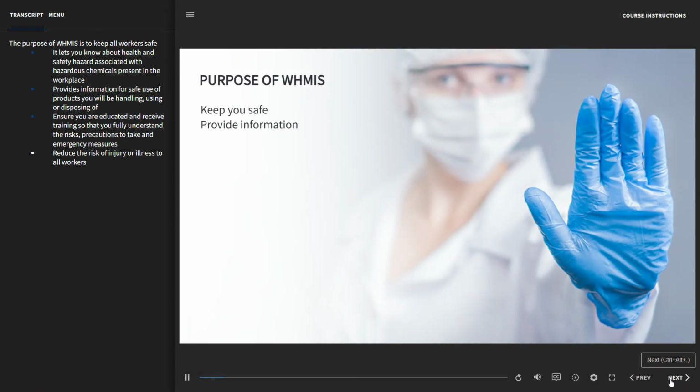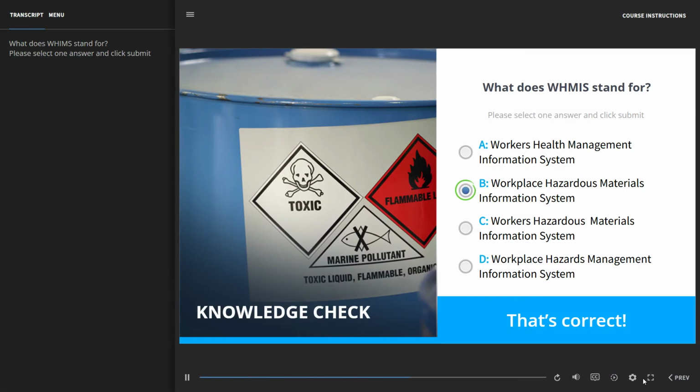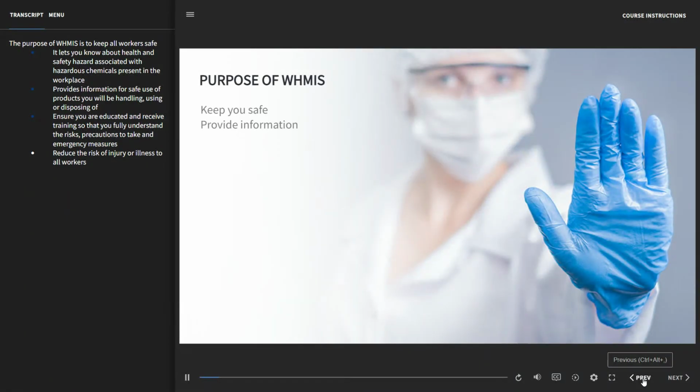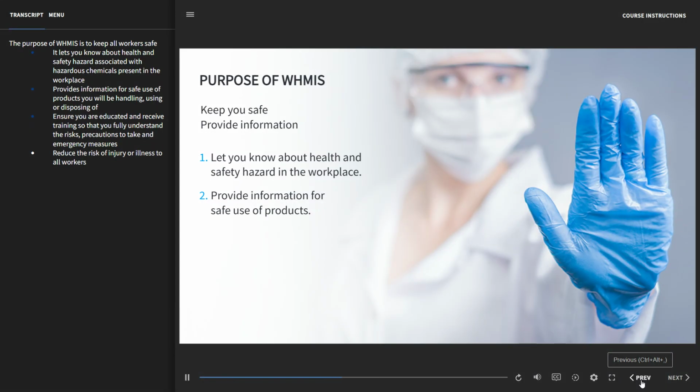The purpose of WHMIS is to keep all workers safe. It lets you know about health and safety hazards associated with hazardous chemicals present in the workplace. Provides information for safe use of products you will be handling, using, or disposing of. Ensure you are educated and receive training so that you fully understand the risks, precautions to take, and emergency measures. Reduce the risk of injury or illness to all workers.